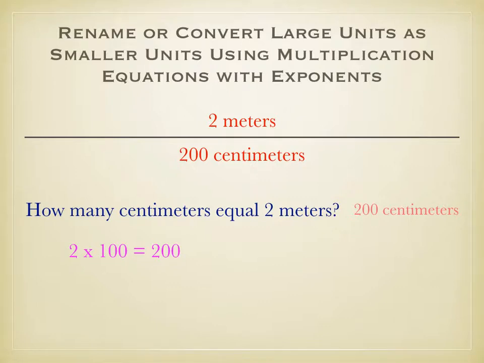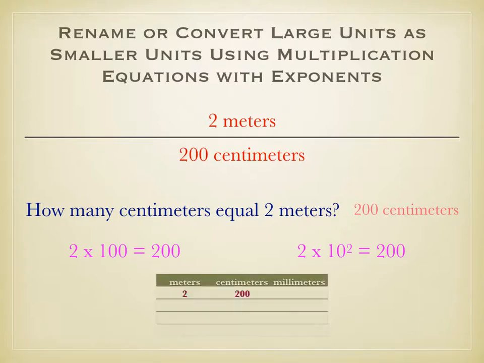How can we now rename that 100 with an exponent? Well, 100 is 10 to the second power. So it would be 2 times 10 to the second power equals 200. And we're going to document all of this on a chart. So here we have 2 meters, and it is equivalent to 200 centimeters.